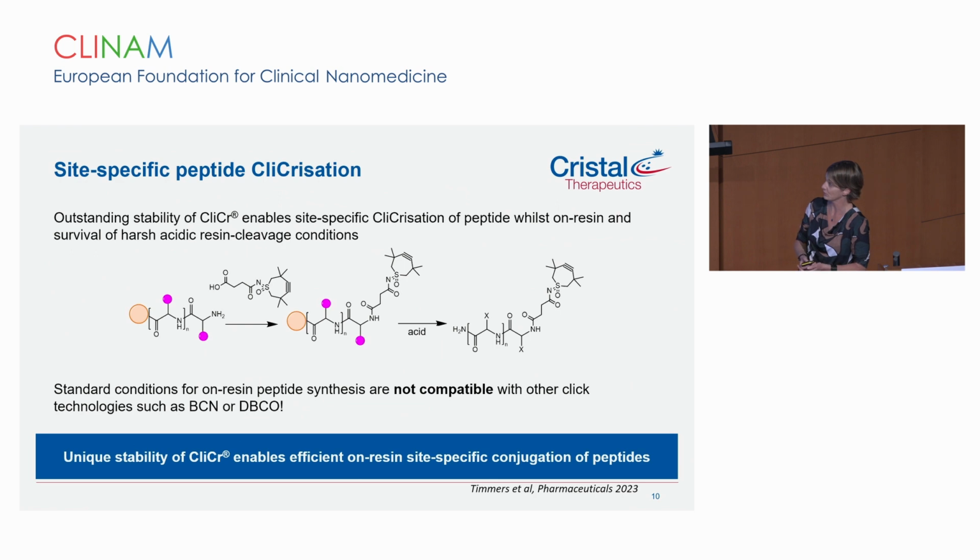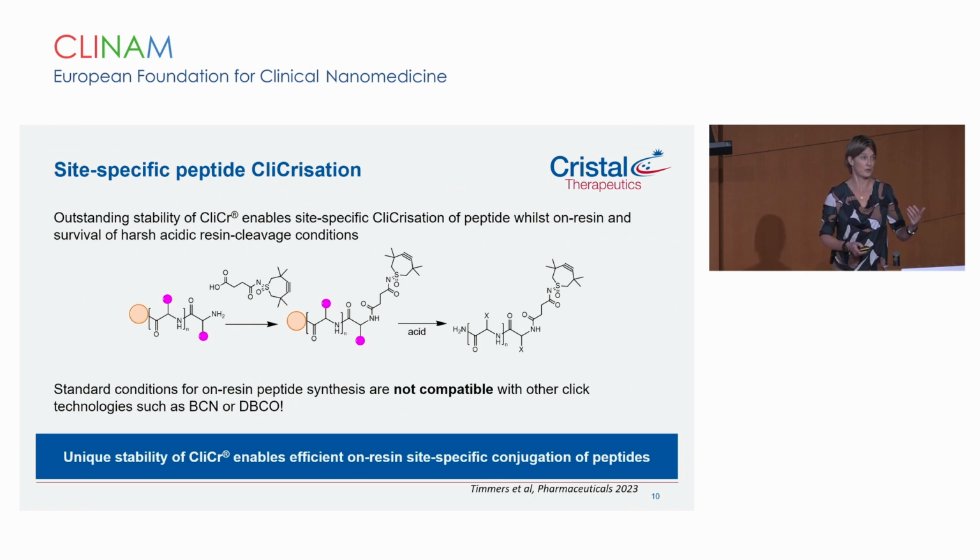You can do the solid phase synthesis, and then only at the last step, so after having introduced the CliCr to your peptide, do the cleavage from the resin, and then you still have your fully functional peptide with selectively the CliCr moiety available at your amino acid of choice. And just to point out for your background, this is not feasible with DBCO or BCN because they're not as acid resistant. So this is really a unique profile.